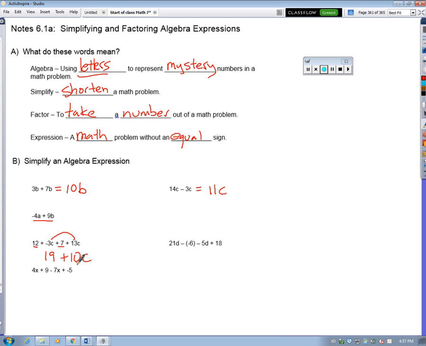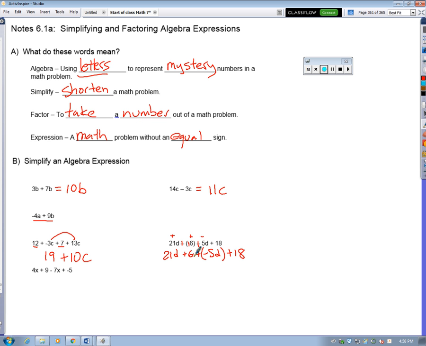Let's try another one here. 21d minus a negative 6 minus 5d plus 18. So I've got stuff with d's in here and I've got numbers. I can do a little same change here. This 21 stays positive. If I do same change, this becomes positive, this becomes positive. So now I've got a plus 6. And I could do same change on this negative 5d as well. So that becomes plus a negative 5d plus 18. So I could rewrite this whole thing as 21d plus 6 plus negative 5d plus 18.